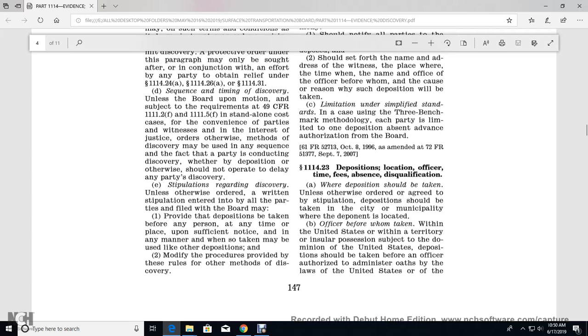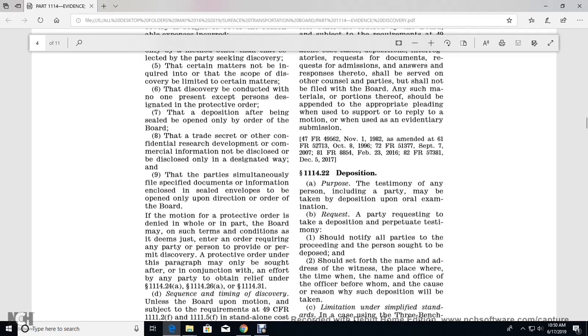Discovery stipulation. Regarding the discovery, unless otherwise ordered, with the written stipulation entered into by all the parties and filed with the board, the deposition may be taken before any party or any person at any time, with sufficient notice. Whether taken may be like other depositions, modify the procedures by the rules of the other methods of discovery.